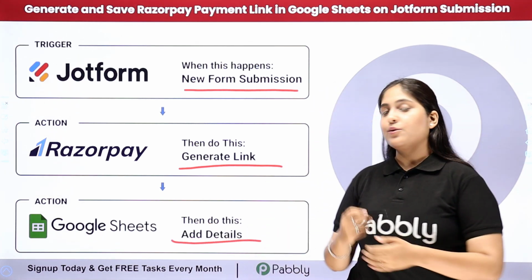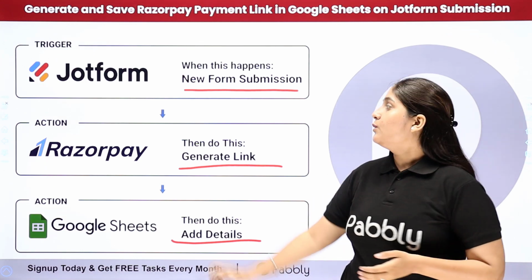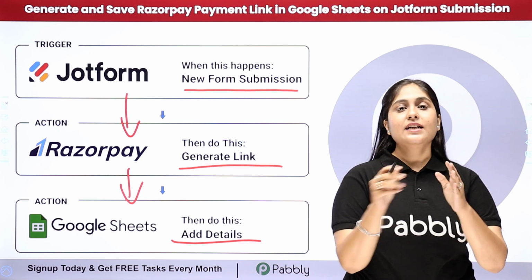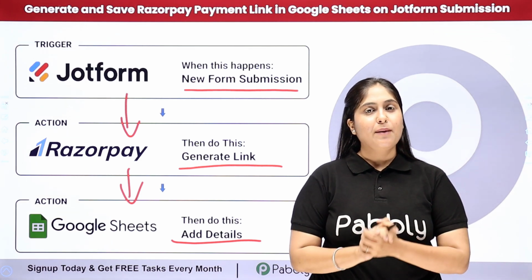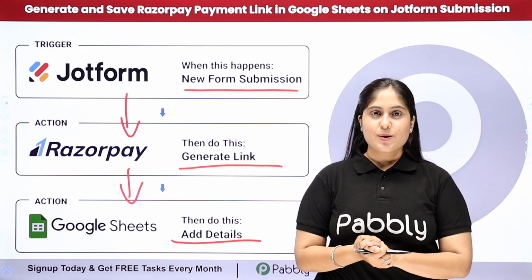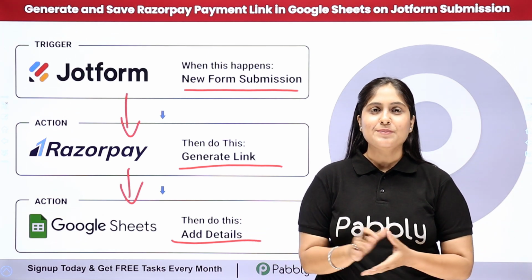So now here to automate the entire process, I need to connect my Jotform with my Razorpay account and Google Sheets using an automation software named Pabbly Connect. So now here to see the working of this automation and to learn this process step by step, let me take you to my screen.